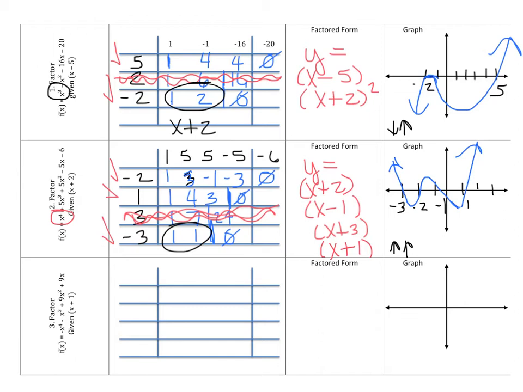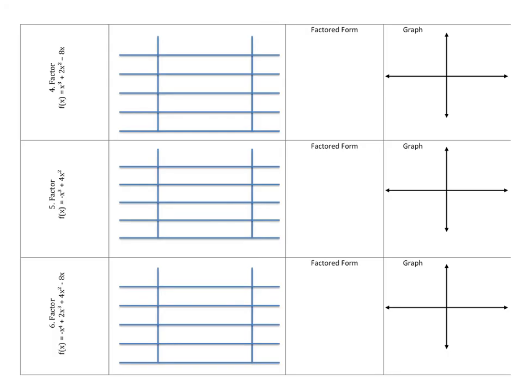Okay, so those are the first 2 examples on how you factor when given at least one of the factors. Okay, taking a look at our next slide. Here we go. So we're going to do the first 2 on 4 and 5.